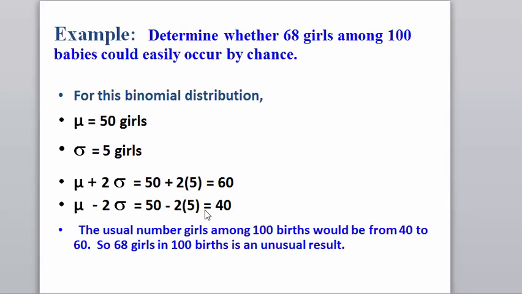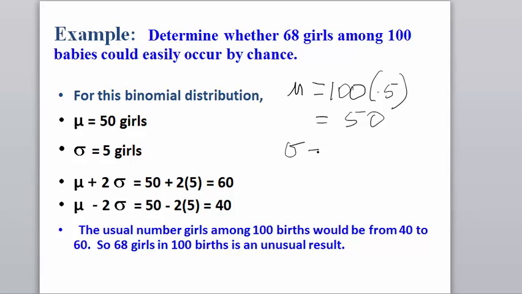Say you had 100 babies. 100 babies being born, and 68 of them were girls. And you might think, that seems unusually large. Well, let's investigate. Well, we could find the mean. Once again, we could find the mean. I know it's over here on the left, but we'll do it anyway. N is 100. P is 0.5. We'll get a mean of 50.